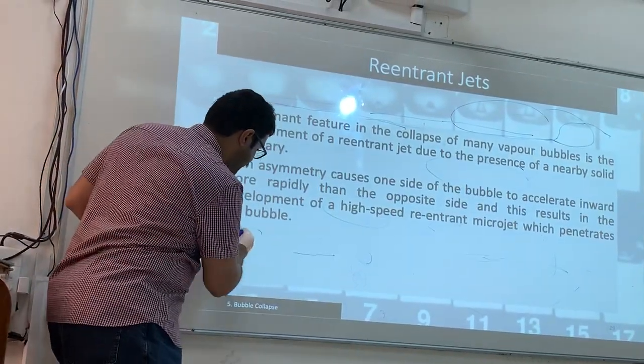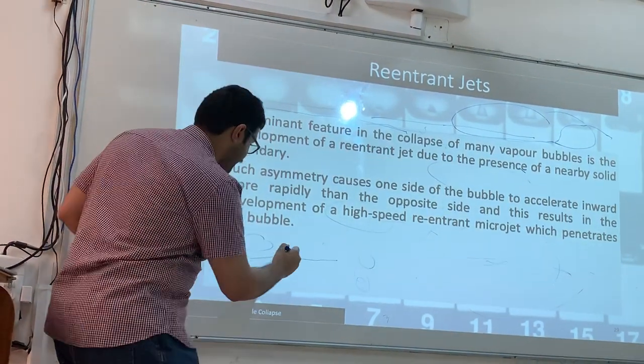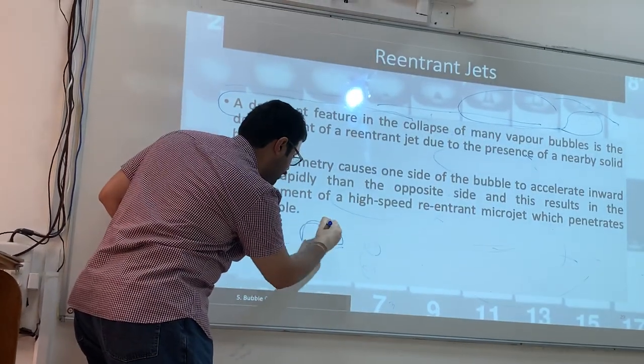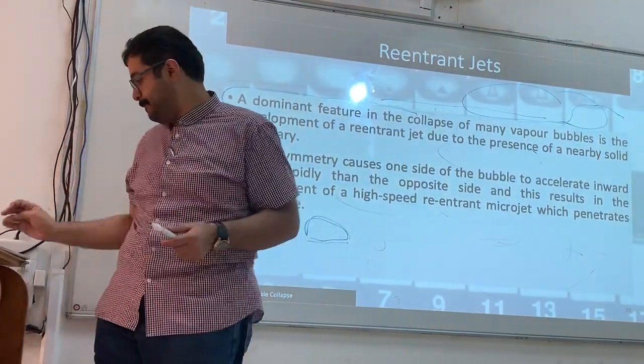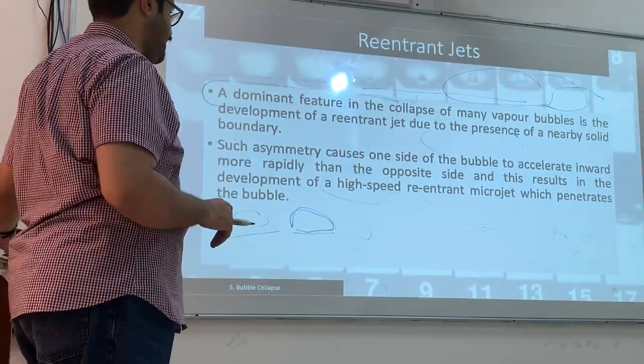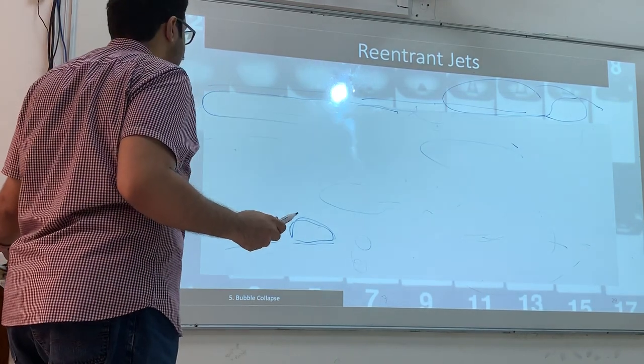And if a bubble is near a surface, it will tend to pancake, to use the term. What does that mean? It means that this side would be elongated and this side would be almost hemispherical. That's asymmetric, but there's one side of the bubble that's going to move around the bubble.